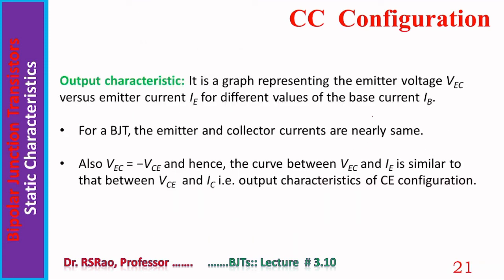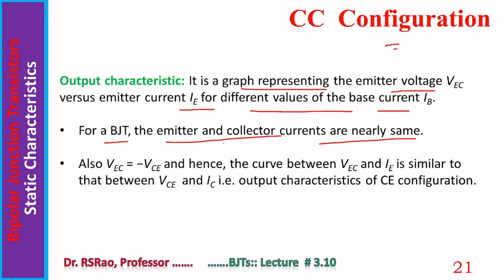A few points regarding output characteristics of CC configuration. It is a graph representing emitter voltage VEC versus emitter current IE for different values of base current IB. For a BJT, the emitter and collector currents are nearly the same. It is true that emitter and collector currents remaining the same holds for all three configurations, of course when the transistor is in active mode of operation. Also, VEC is equal to minus VCE, and hence the curve between VEC and IE is similar to that between VCE and IC, the output characteristic of CE configuration.